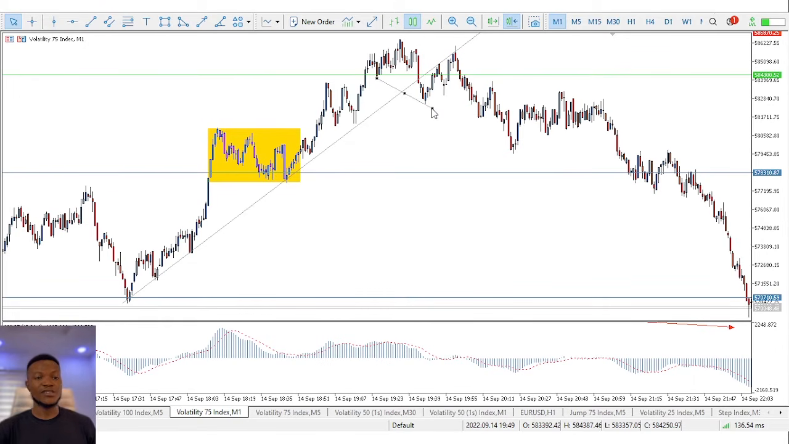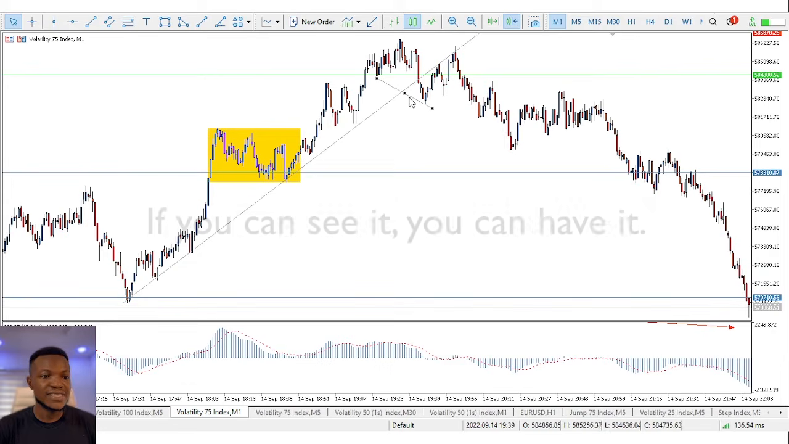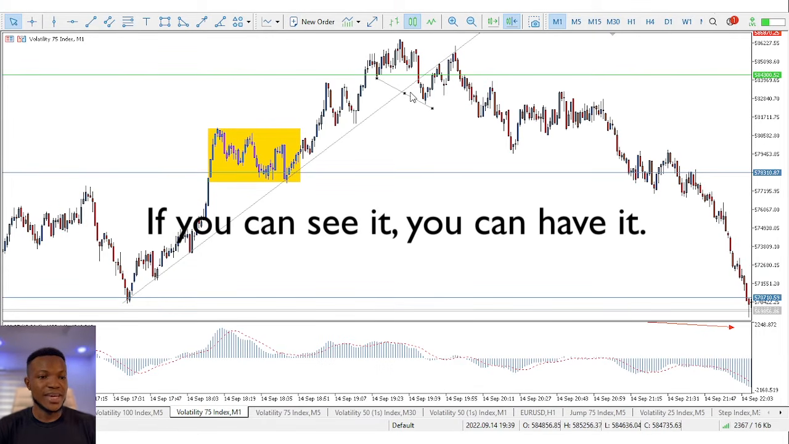That is how I actually trade, and that's what our tradition is here in Freedom Trade House. If you can see it, you can have it. If you can see what I'm putting up on the chart, put it in the comments: if you can see it, you can have it.